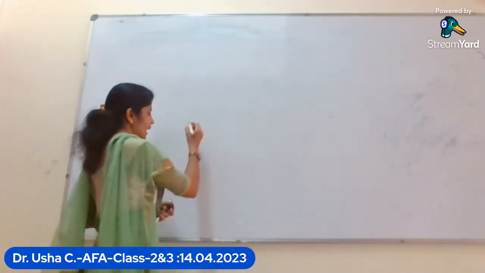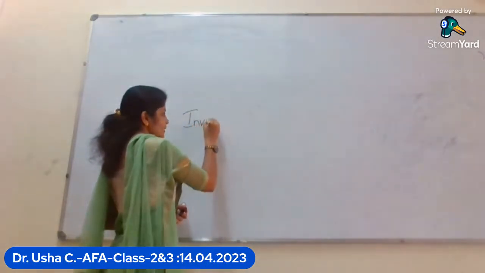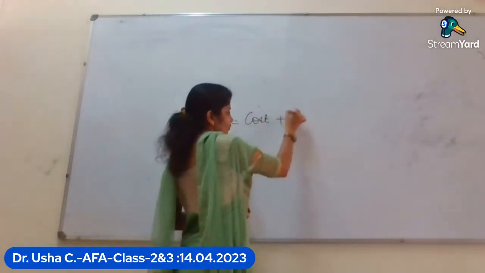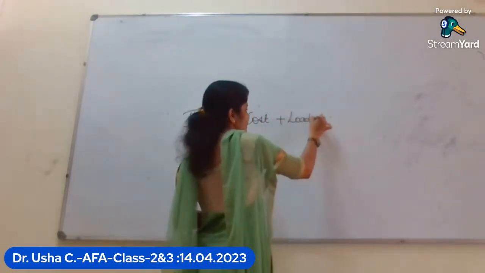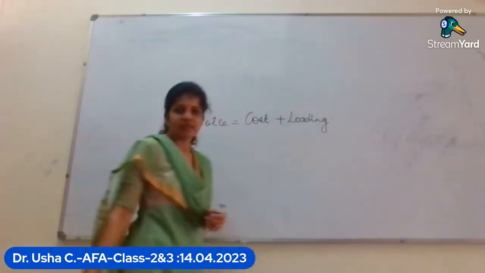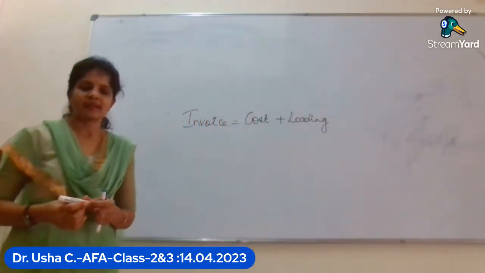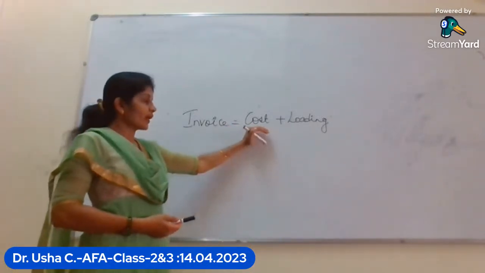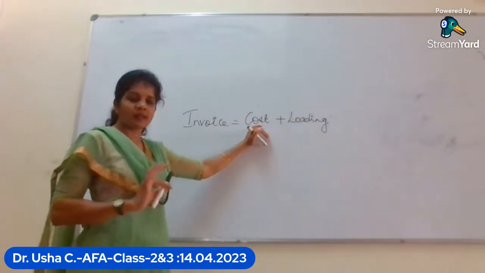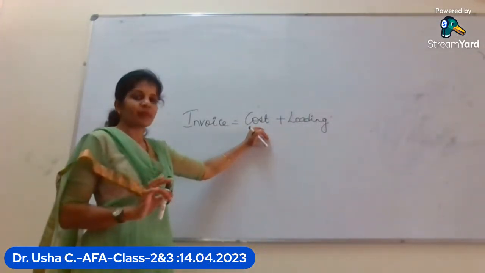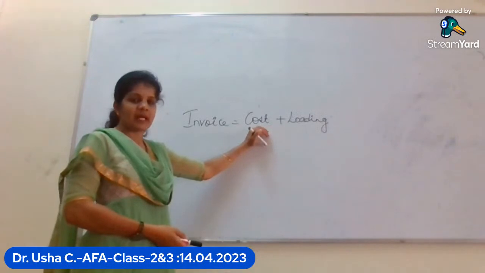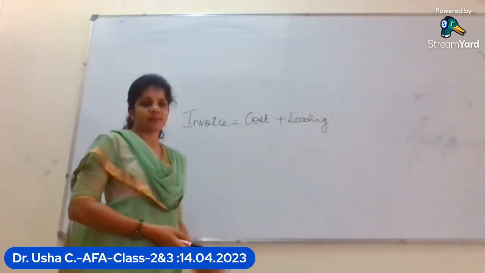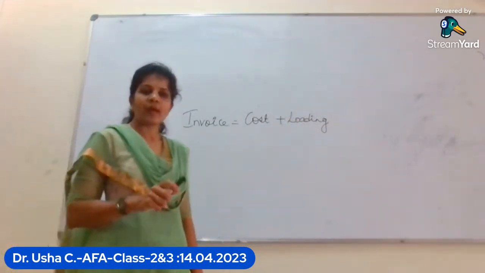Invoice price means what? As I said in the previous class itself, invoice price is cost plus profit, or we can call this loading. Correct. So when the goods are recorded at cost price, there is nothing to worry about. We can do as usual what entries should be passed to open a branch account. But when the profit is also added, who has to pay the profit?